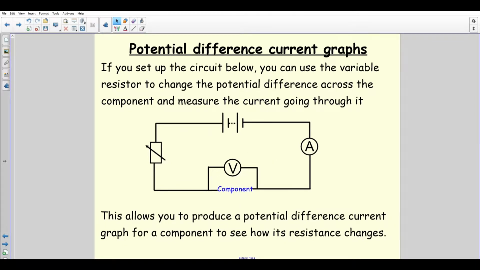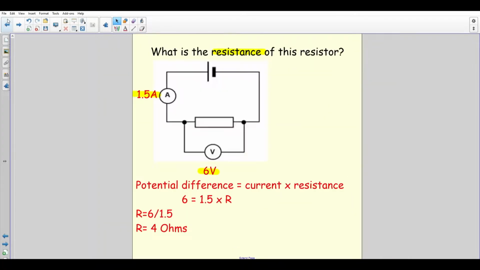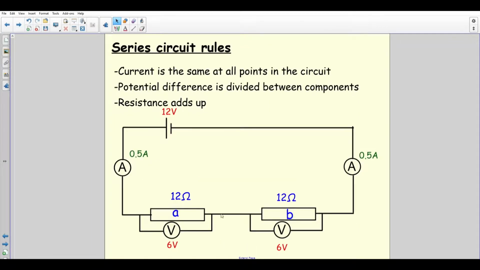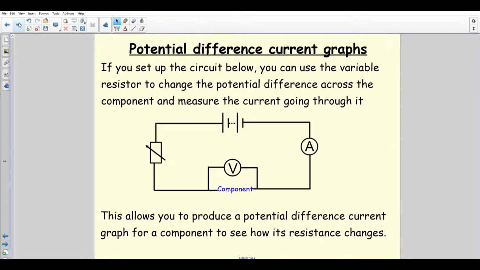And we used this thing here, a variable resistor, to change the potential difference in the circuit. Like we talked about before, if we change the resistance of one of these, that changes how much of a share of the voltage, the potential difference, the other one gets. So by changing the resistance of this, we alter the potential difference across the component, and that allows us to measure the current.